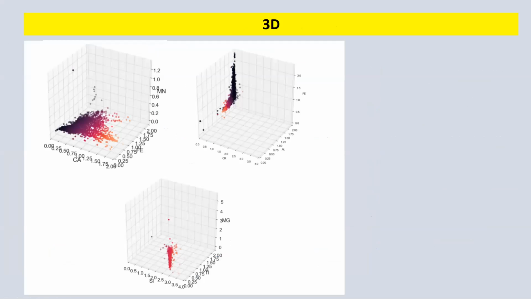These are some of the three-dimensional plots. As you can see, this is calcium, iron, and manganese. This is chromium, aluminium, and iron. So this can actually help us visualize these elements better. As you can see, chromium, aluminum, and iron could both be present. Chromium and aluminum are both present in the octahedral site. Calcium, iron, and manganese are all present in the distorted octahedral site.